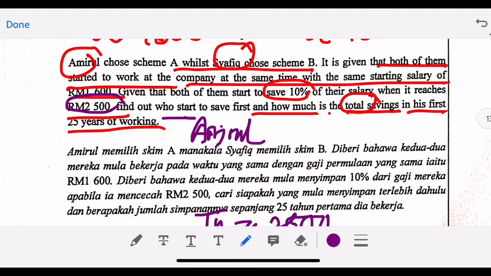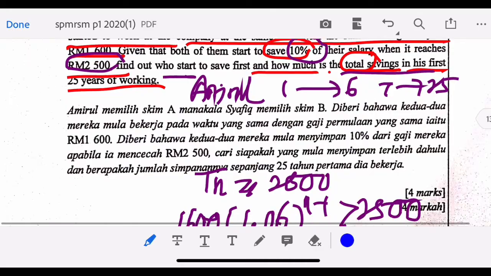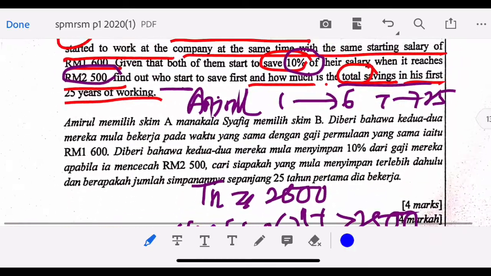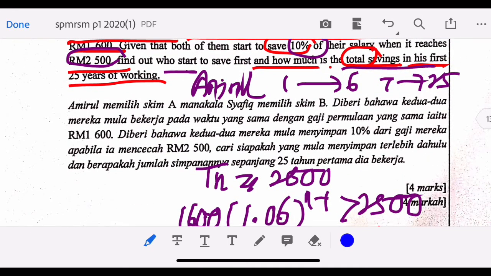It's Amiru. And how much is the total saving of his first 25 years working? So that means from the first year to 6 years, there's no saving, right? And then from 7 years to 25 years, he starts to save 10%. So that means we need to calculate within 25 years minus the first 6 years. Then we will times the 10% for every month. So we have to times with 12 months, right?